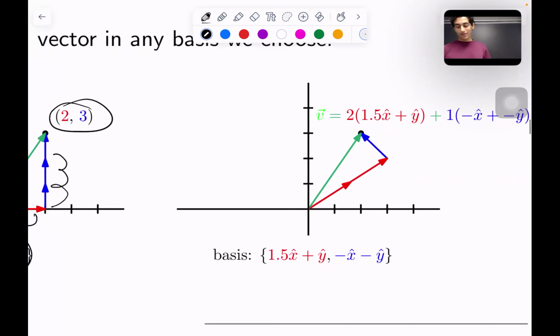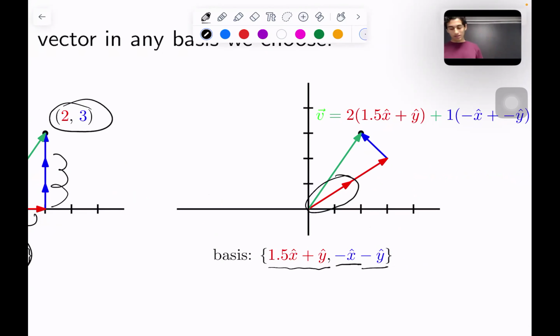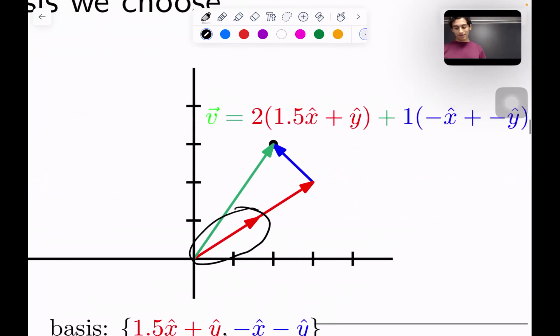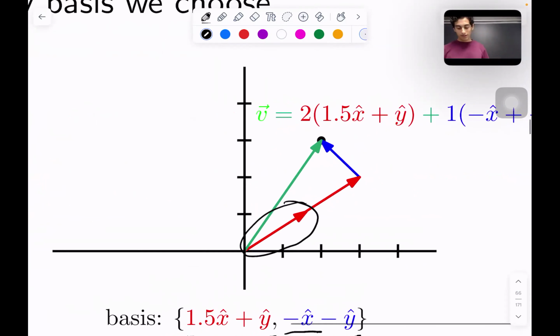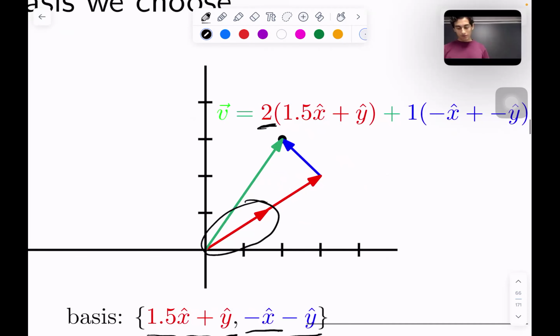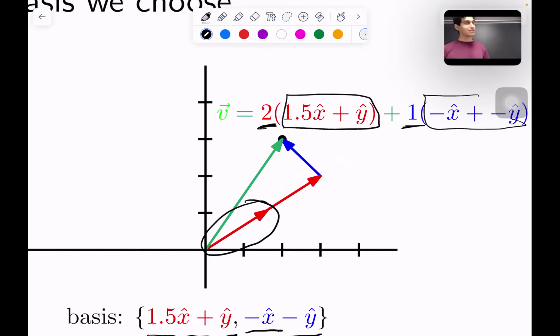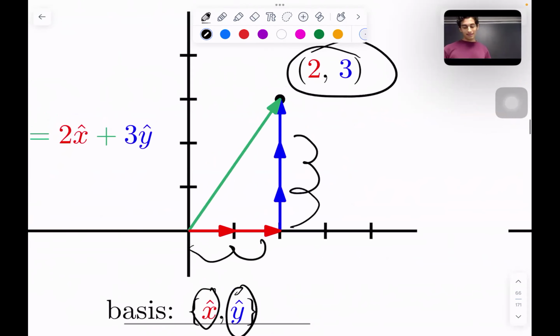So if we define our basis as 1.5 in the x direction and 1 in the y direction, so this red arrow right here, and then the second basis vector as -1 in the x direction and 1 in the y direction, then we can express this vector as a sum of those two. We take 2 of the first basis vector, and then 1 of the second basis vector. If you add them tip to tail, you can see that we get the final point. So it's the exact same thing, except in a less obvious basis.